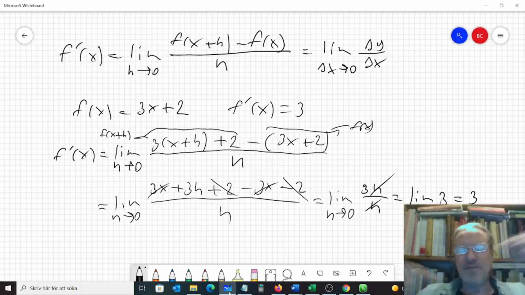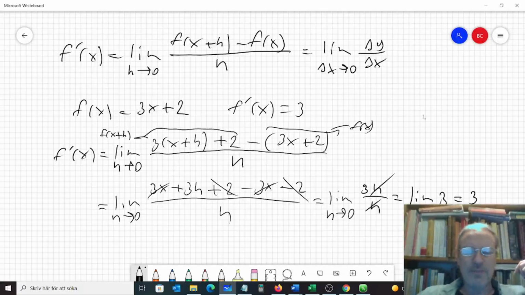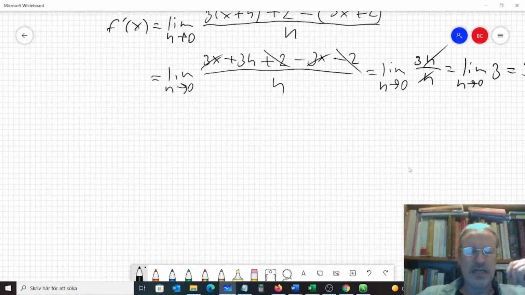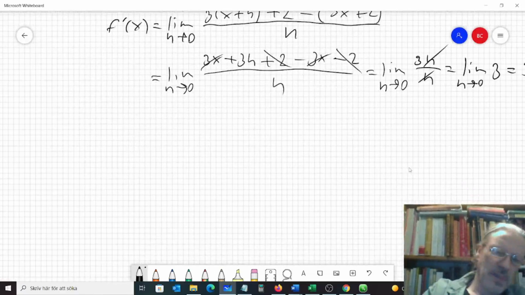So this was a very silly way to find that the slope of 3x plus 2 is 3. But the main reason we did this was just to check that this actually works. So let's try with a slightly more complicated example.